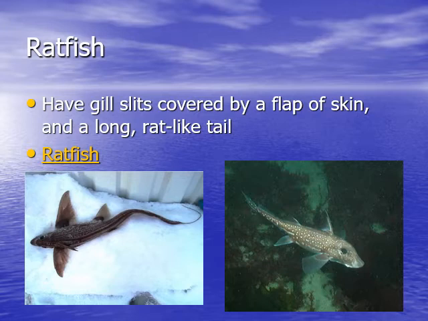Also, I feel like the front of the fish looks a little ratty, has a very round face to it. These guys usually live way deep down in the ocean. Once again, they don't have a skeleton made out of bone, but it's made out of cartilage, similar to the cartilage that makes up your ears and your nose.